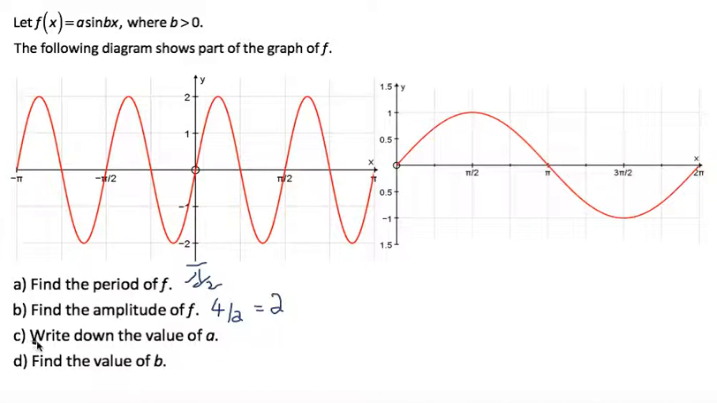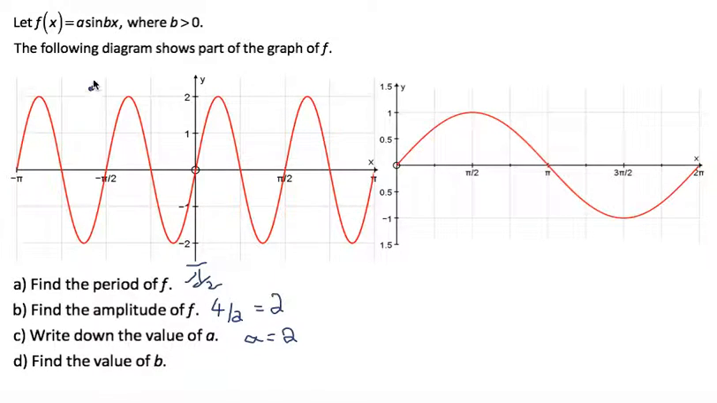Now A, it's a write down question, so there's no working out to do. A is very easy, it's the amplitude every time. A is amplitude, so that's a nice easy question. A is 2.